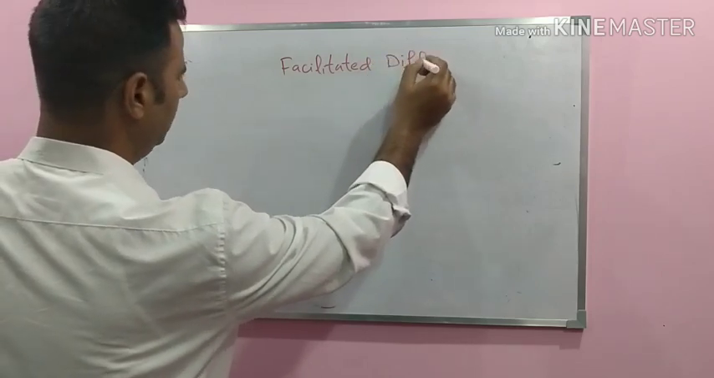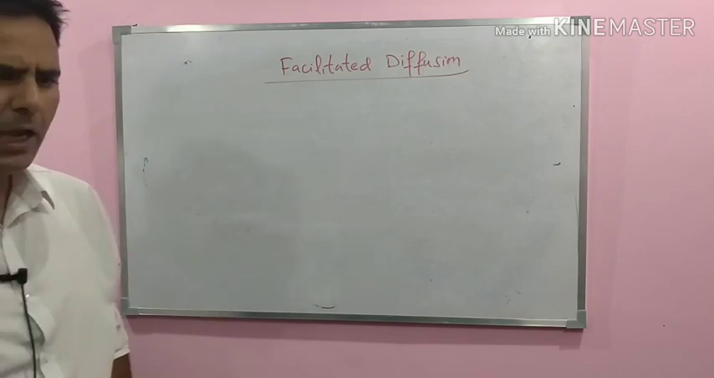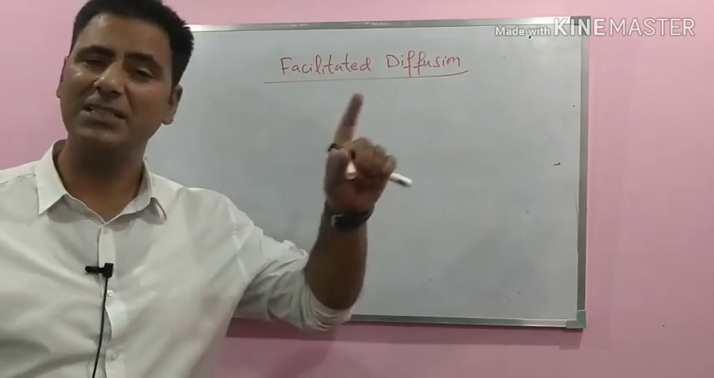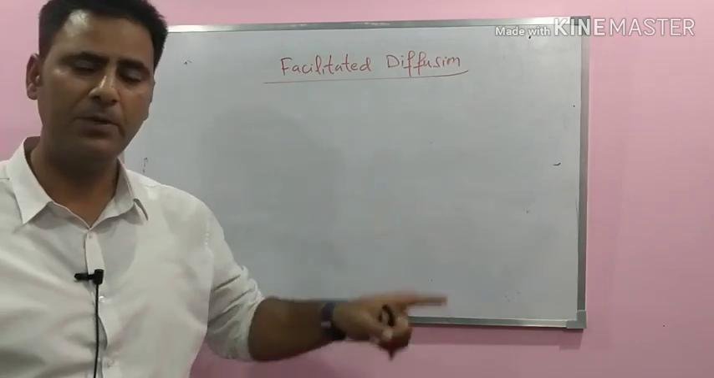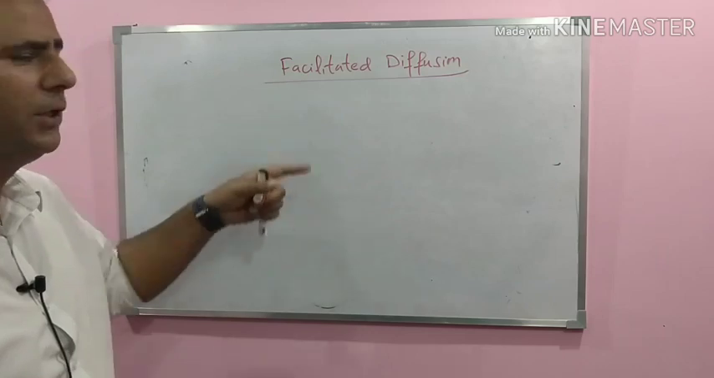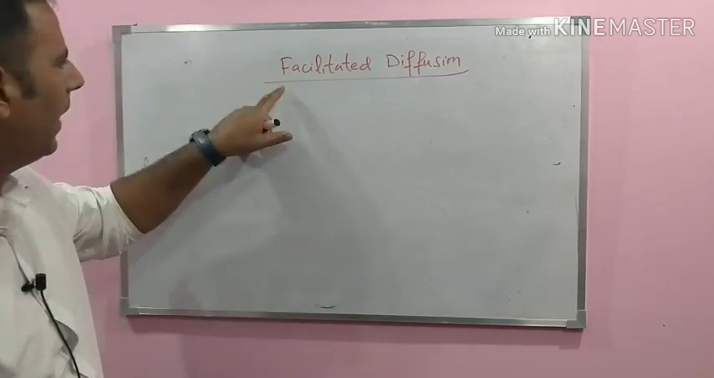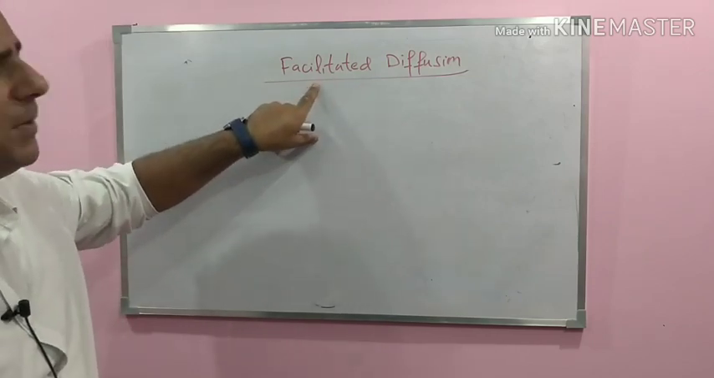Second part is facilitated diffusion. This is another type of diffusion in which, since it is the type of passive transport, the prerequisite conditions are same. It must follow the concentration gradient, number one. Number second, there should be no expenditure of energy. Facilitated diffusion is again a type of diffusion which is being facilitated by something.